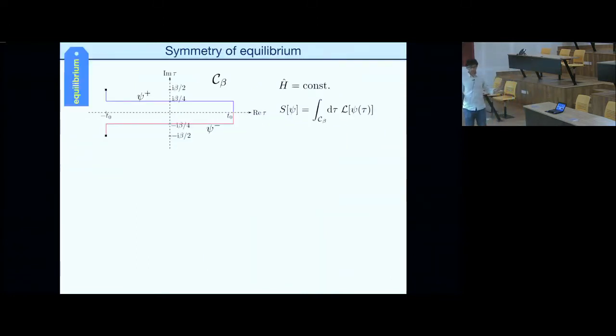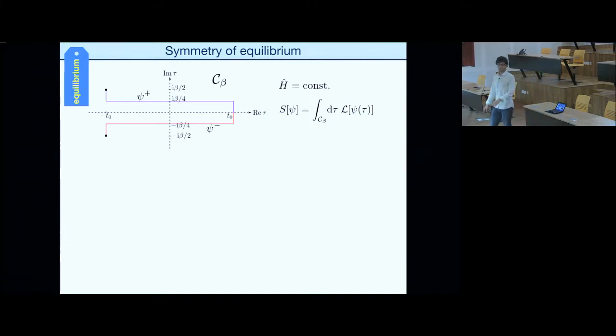So let's start with equilibrium, and then we're going to go out of equilibrium. In equilibrium, I propose, and that's my choice, to work with the following contour. It's a contour that is very symmetric. You have in blue here the plus field that starts here at i beta over 2, there is an h bar here, and then that's constant for the whole evolution. Then it goes down and goes backward in time like this.